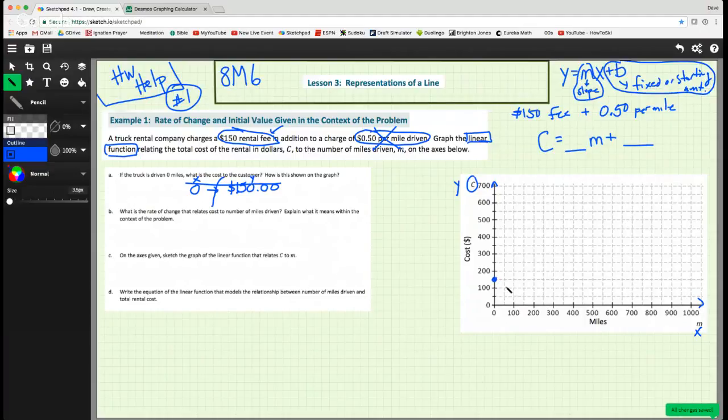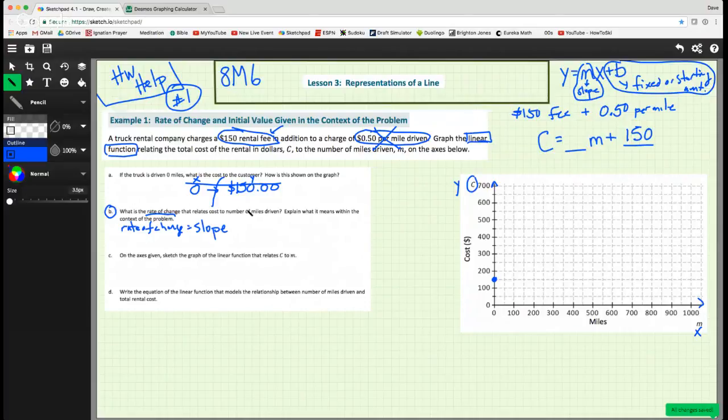Okay. Now, that being our B, we can just go ahead over here and let's just float this 150. Let's just put it over here because we know that that's our B, our starting point. Now we got to think about our slope. And that also relates to question B. What is the rate of change? And we know from previous lessons, rate of change, that's another word for slope.